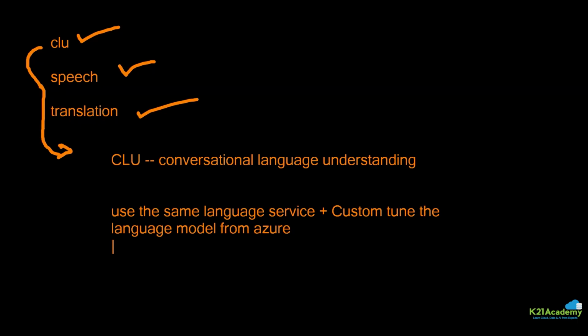And how do we custom tune the model? By passing our data. Once we pass the data, we will be able to go ahead and get some response in a conversational way. And how is it different?